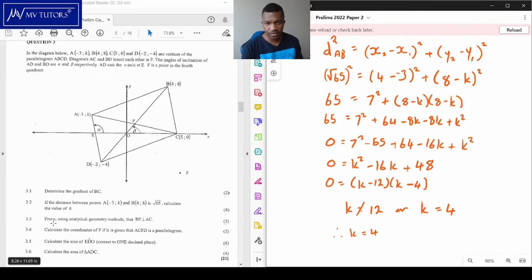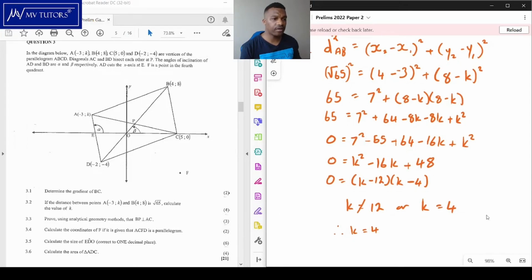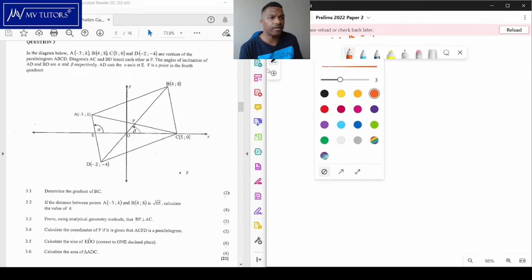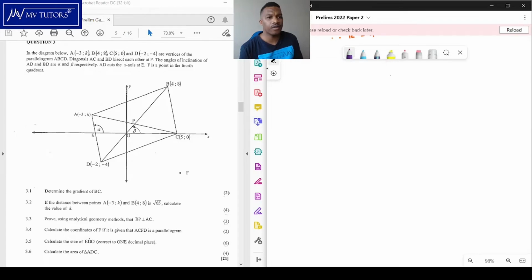Okay, next question says prove using analytical geometry methods that BP is parallel to AC. Now, for question 3.3, we know that m1 times m2 must be equal to -1. These are the gradients. If you multiply two gradients and they give you -1, then those lines are perpendicular to each other.